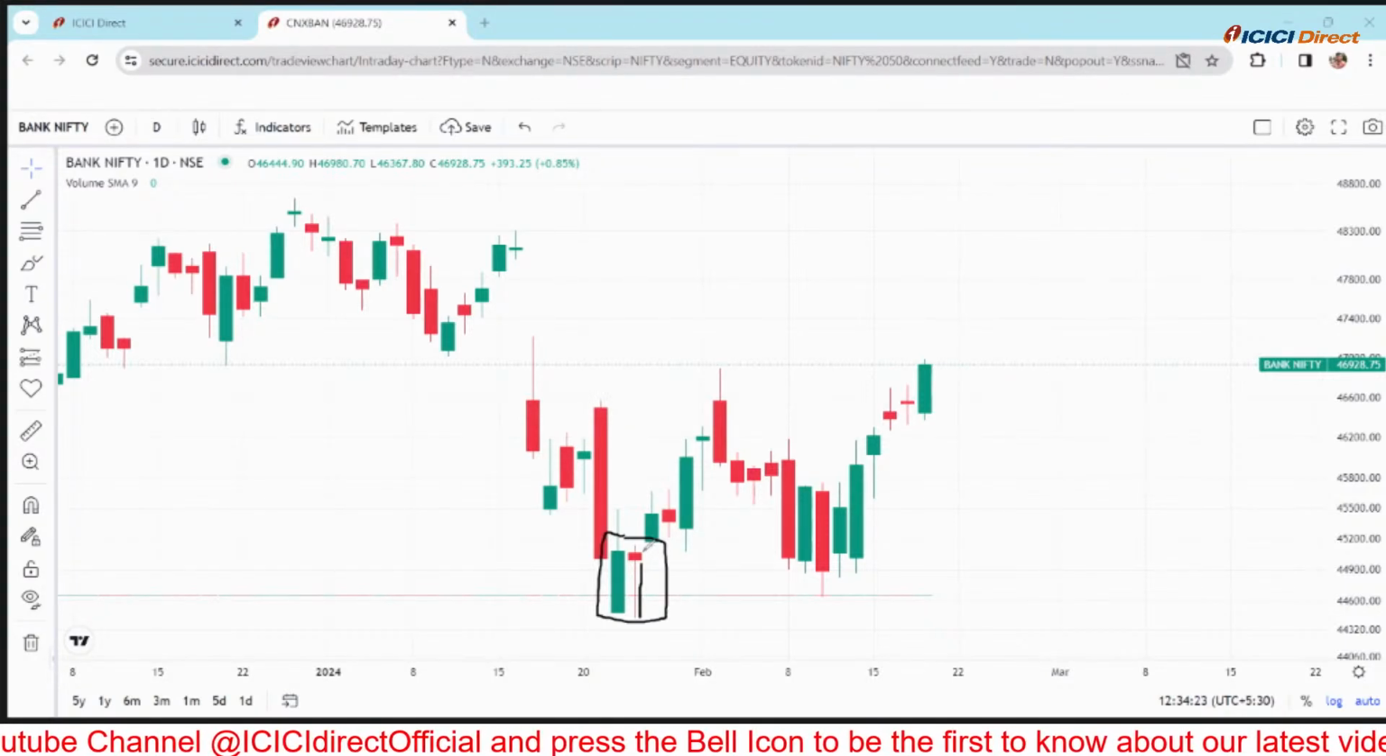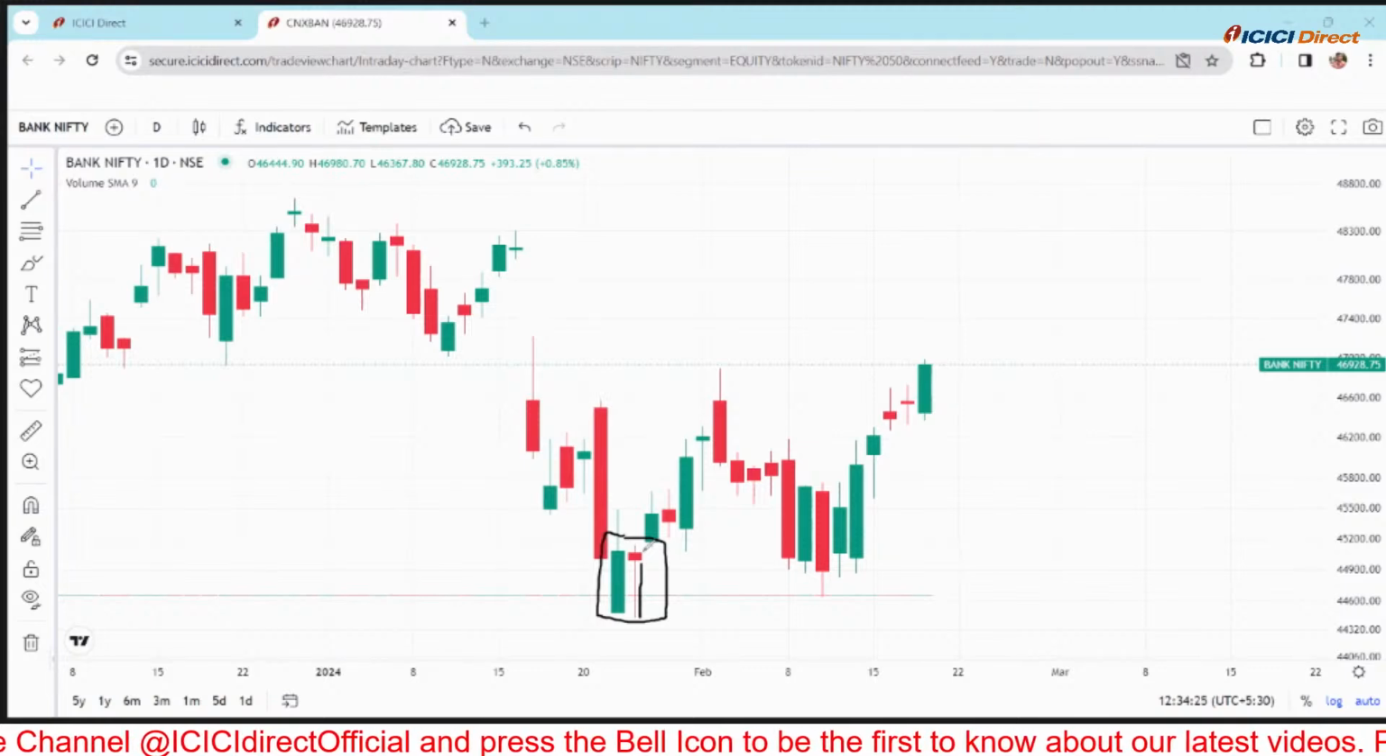It's a hammer with a long shadow. Yeah, that's right. Its shadow is more than 2x. The condition for a hammer is that the shadow should be a minimum of 2x. It can be more than 2x. So in this case, we have a shadow more than 2x the body. The upper shadow is very minuscule.